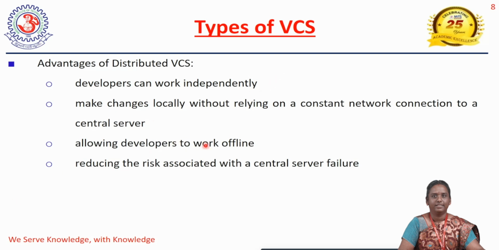Then comes allowing developers to work offline. This point indirectly specifies the same thing: we can work offline on our own PC. Then, reducing the risk associated with central server failure. This is because it does not completely rely on the central server, which I called the remote repository. We take a copy from the remote repository, put it into our local PC, which is the local repository, and work on it. So the last point is reducing the risk associated with the central server failure.